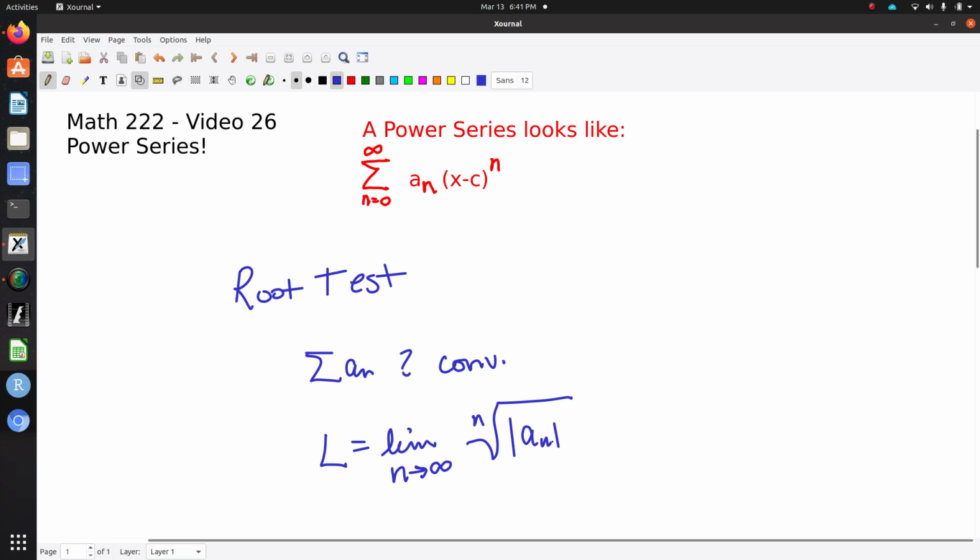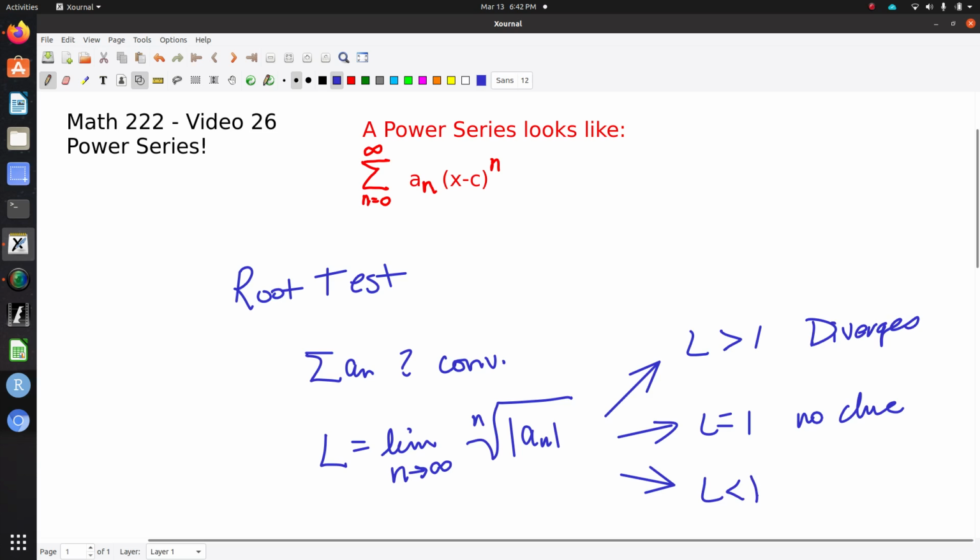Okay, so just as before when we had the 3 cases, if L equals 1, we have no clue. This is something you have to investigate more carefully. If L is greater than 1, it diverges. If L is less than 1, it converges. And you can use this in lieu of the ratio test in this section, if you find a problem that you would like to use it on. My example is going to involve the ratio test, but you can use the root test just as well.